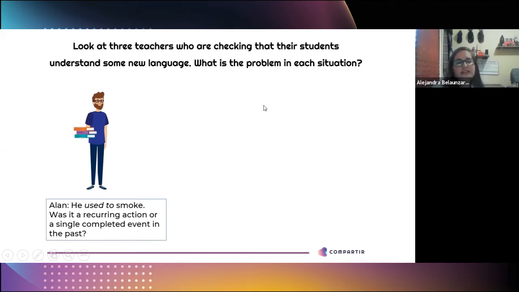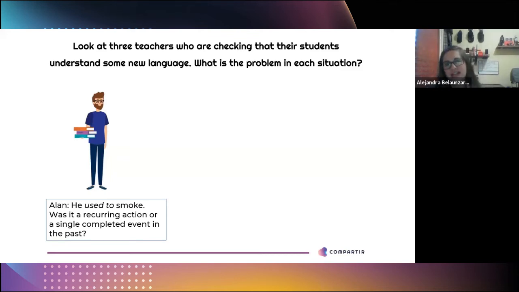What do you think? Do you think that this is going to work? If I say he used to smoke and then ask my students, was it a recurring action or a single completed event in the past, which problem do you see in here? No, not much, maybe for high schoolers. Okay, yes, definitely. It's very academic language.